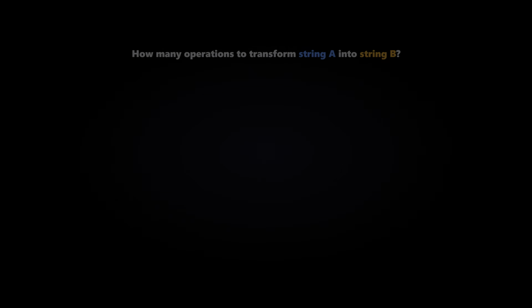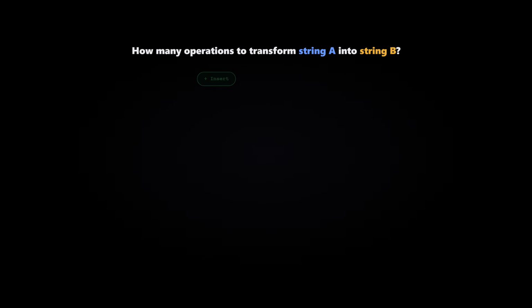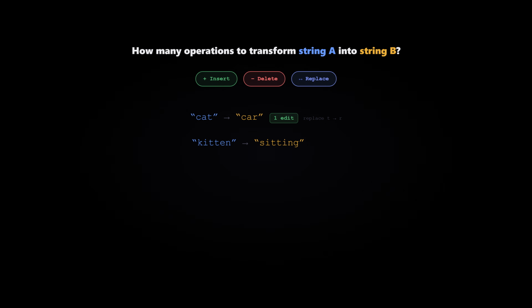Now, let's put this exact same process to the test on a harder problem, one with a completely different shape. You're given 2 strings, and you need to figure out exactly how many operations it takes to turn the first string into the second. The only moves you can make are inserting a character, deleting a character, or replacing a character. Let's start simple, transforming cat into car. We just replace the T with an R. 1 operation. Easy enough.